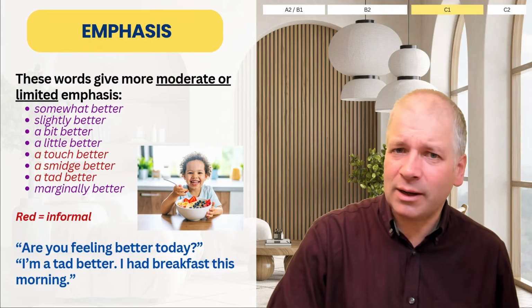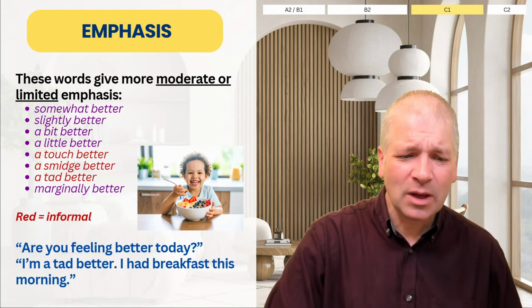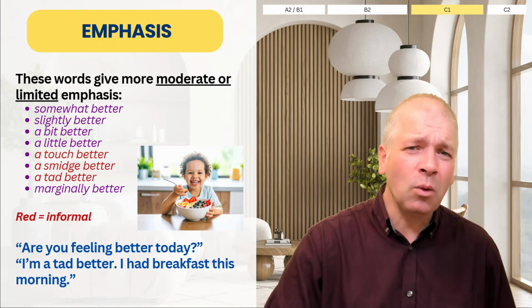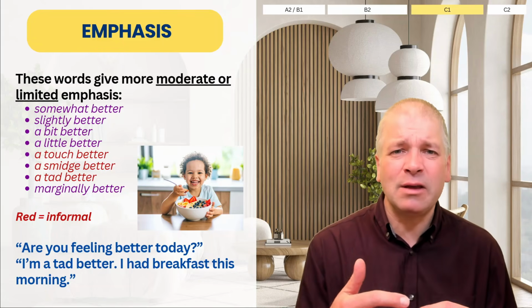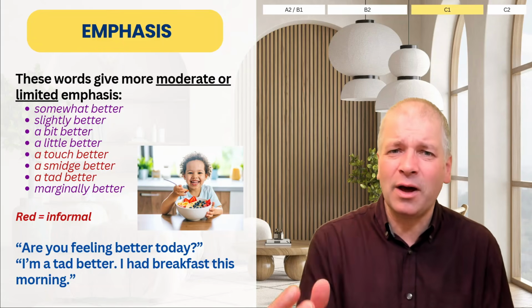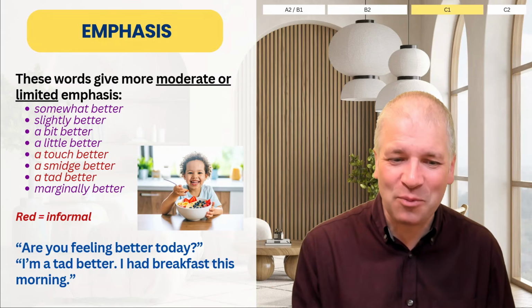The next ones are a little bit more informal. A touch better, a smidge better, a tad better, marginally better. They all limit the difference between the two things. They're suggesting that the difference between one thing and another is not so great. So let's look at this example of this child eating breakfast.